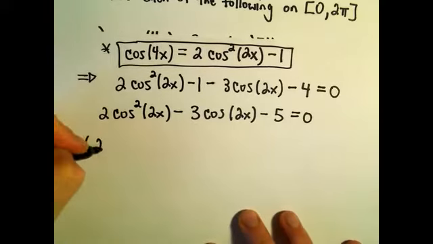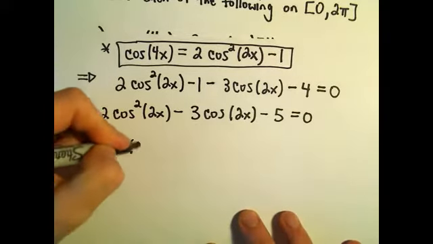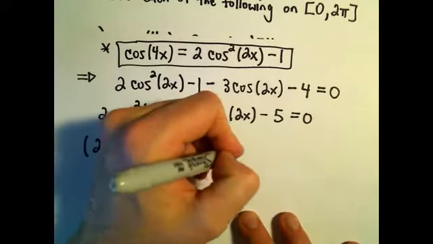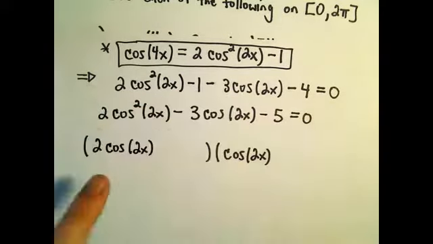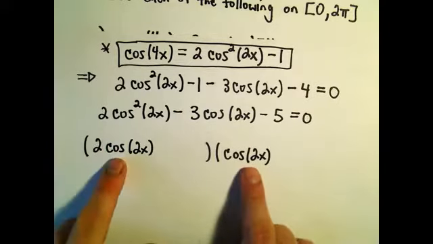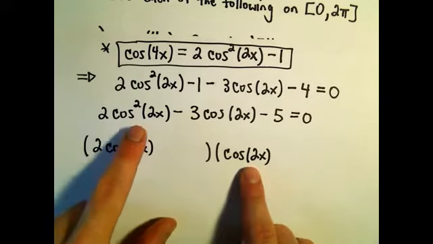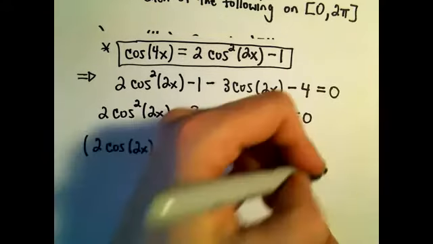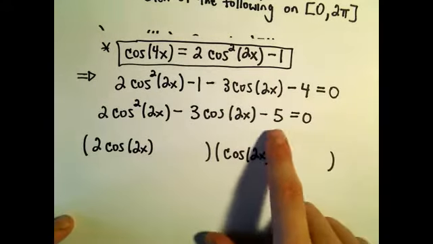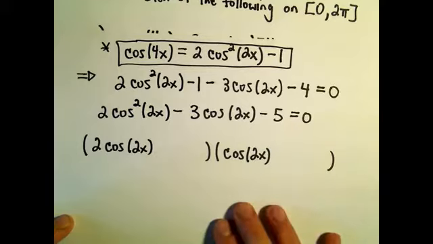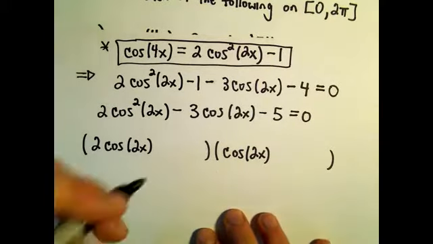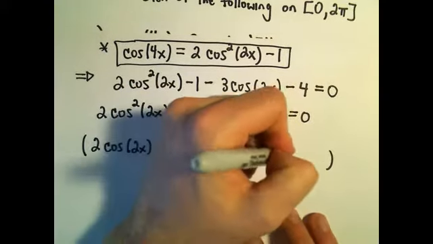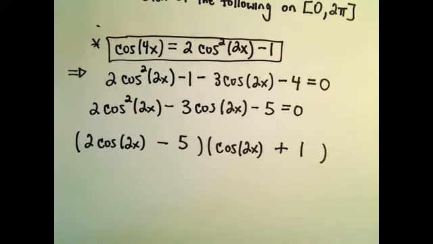So I'm going to have a 2 cosine of 2x, and then I'm going to have another cosine of 2x. Because when I distribute these out, my 2 cosine of 2x times cosine of 2x will give me my cosine squared. Let's see, so I need numbers on the outside. They have to multiply to negative 5, but somehow I'm going to have to get a negative 3 in the middle. I think if we use negative 5 here and positive 1 here, I believe this is going to factor correctly.